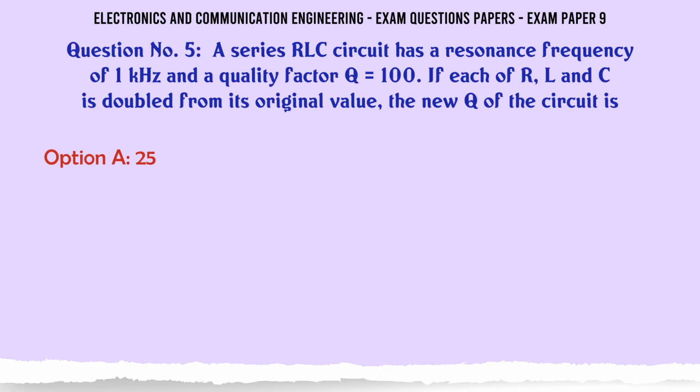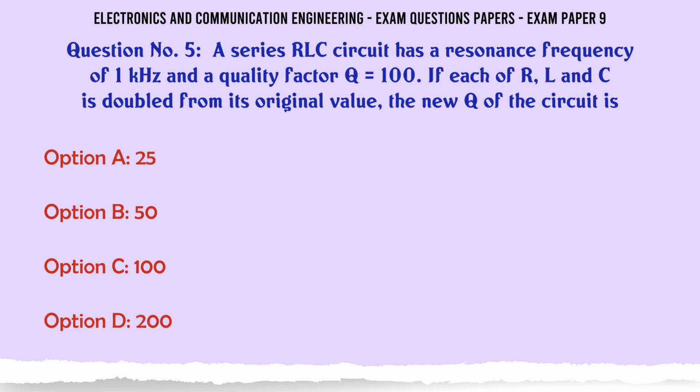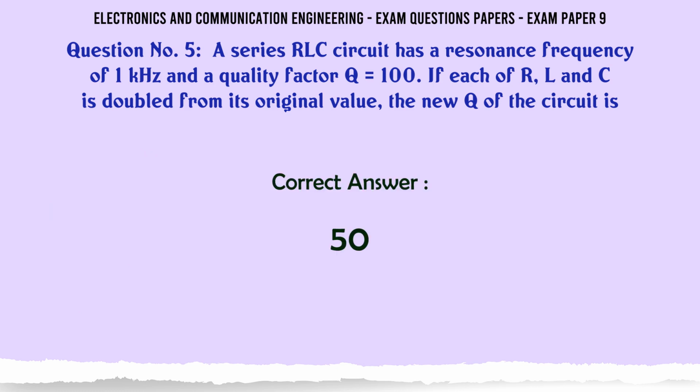A series RLC circuit has a resonance frequency of 1 kHz and a quality factor Q = 100. If each of R, L, and C is doubled from its original value, the new Q of the circuit is A) 25, B) 50, C) 100, D) 200. The correct answer is 50.